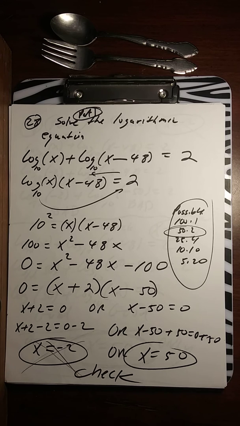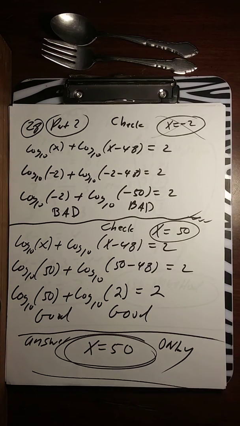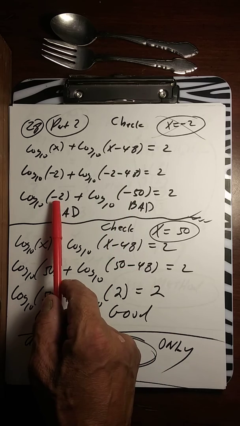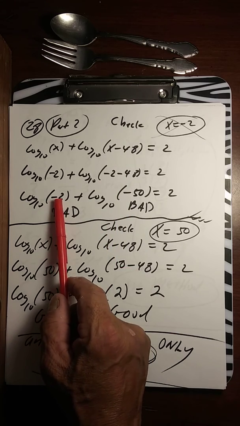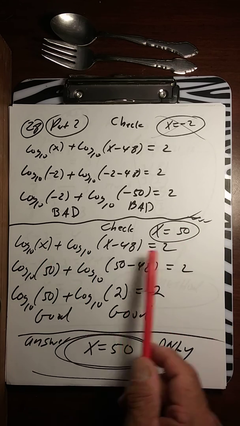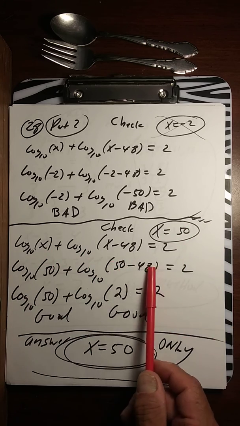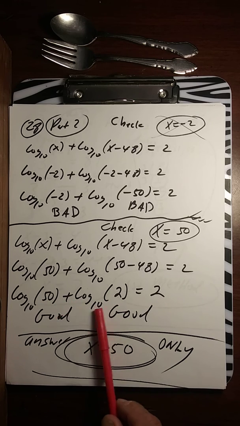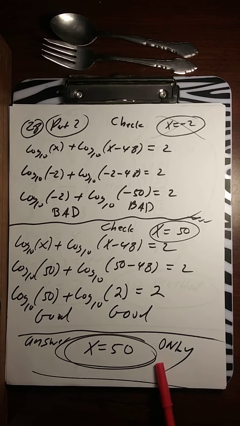And I'll tell you why I have the little crossed out section here. Check the numbers. Do they work? I don't know, let's find out. So log x is this. Try the negative 2. Log of negative 2. Uh-oh. You can't have a negative inside the log. So this is bad. Throw it away. How about the 50? Log of 50, log of 50 minus 48. 50 minus 48 is log 2. Log of 50 and log of positive 2. Good, good. Yes. So the answer is only the 50.